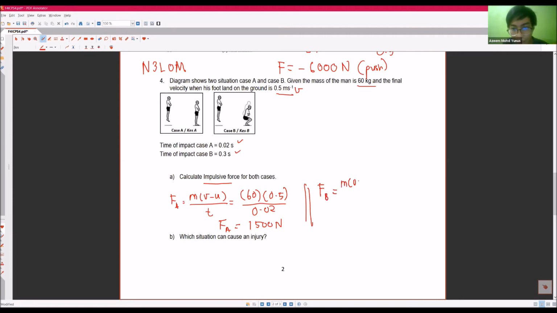Same formula. So same mass, same velocity. The final velocity, initial velocity is 0, but the time of impact is longer. So what happened to our force? It should be lower than A.